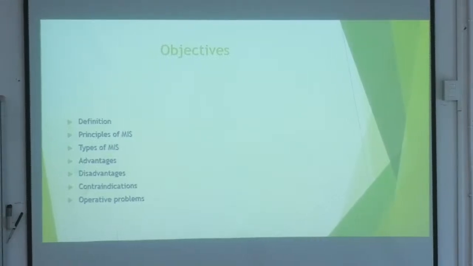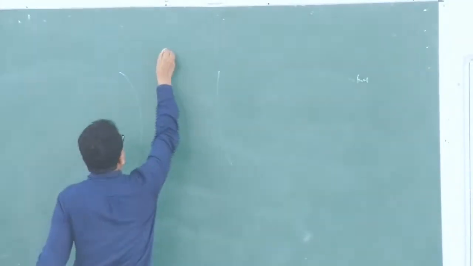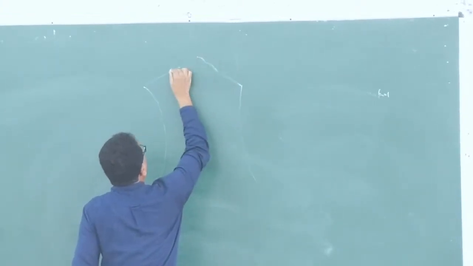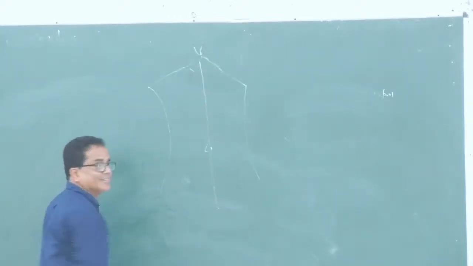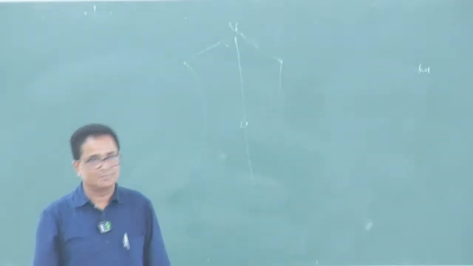The only thing that has been modified is the access. Suppose this is the abdomen, and this is the xiphisternum, you know. So when we do a laparotomy incision, we cut like this. This is called a midline laparotomy incision or Henry's incision.